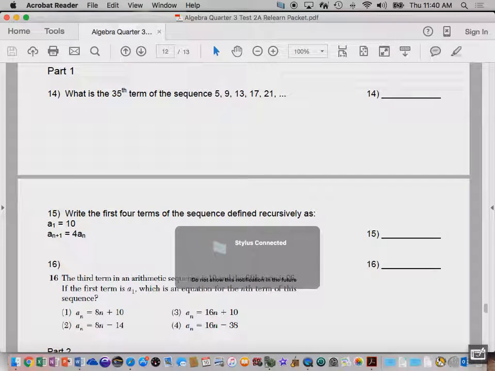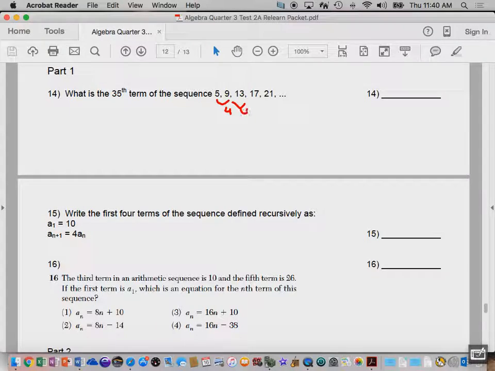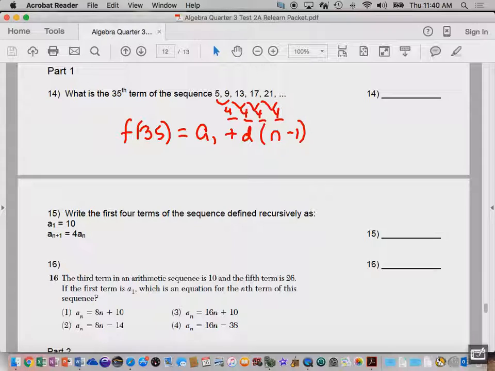Now this is an arithmetic sequence. We're going up by 4 every single time. If I want the 35th term, that's like saying f of 35. It's going to equal the first term plus the common difference times n minus 1 because you're only going up 34 times. So I got to do 4 times 34, but I start at 5. So I got to add in the 5.